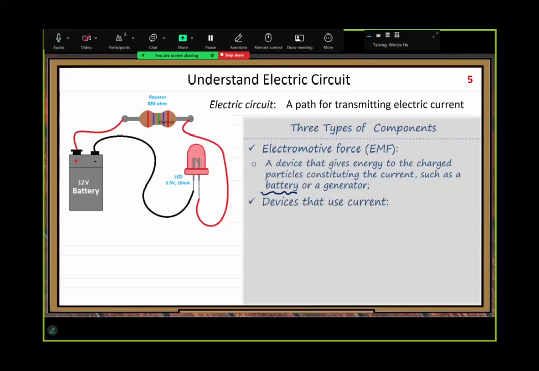Second component, devices that use current. All right. Devices that consume, such as lamps. Here, lamps, electric motors or computers. The third type, connecting wires. All right. The basic components. Then let's look at electric current.